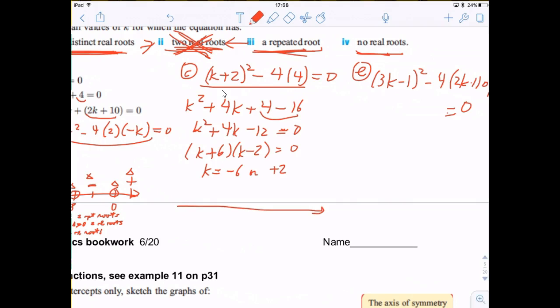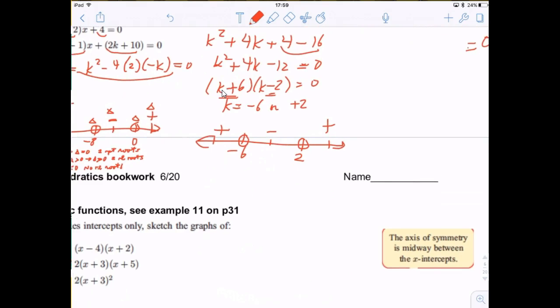I'm going to put that on the number line. -6, +2. And then I'm going to put in a big positive number like a positive 100. I'm going to get 106 times 98. That's a positive number. I'm going to put a number like 0, which is going to be 0 plus 6 is 6. 0 minus 2 is negative 2. Multiply those two together, I get negative 12, so that's a negative number. And of course, a big negative number like negative 100 is going to give me negative 94 times negative 102, right? Two negative numbers, multiply those together, I get a positive. And then of course at negative 6 and 2, I get zeros, right?